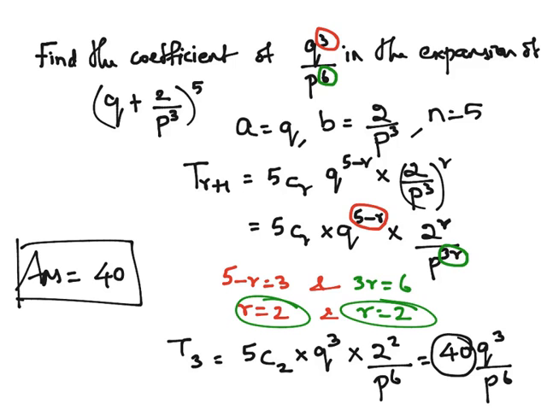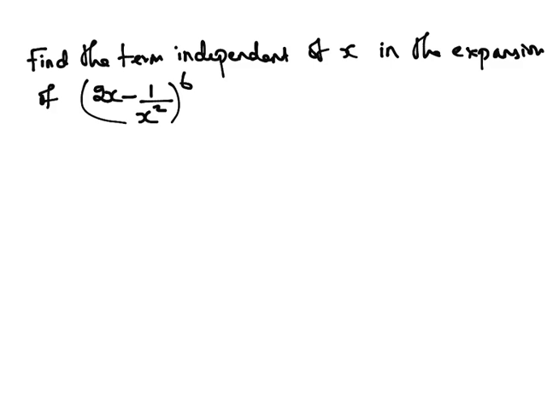Let us do another problem now. Okay, so this is the next problem. Find the term independent of x in the expansion of 2x minus 1 by x squared whole raised to 6. Now what do you mean by term independent of x? Very simple. It means a term which does not have any x term. So basically it means a constant term. So this expansion will have 7 terms, and one of them will not have an x term. So you need to find out that particular term. So here again a is 2x, b is minus 1 over x squared, and n is 6.